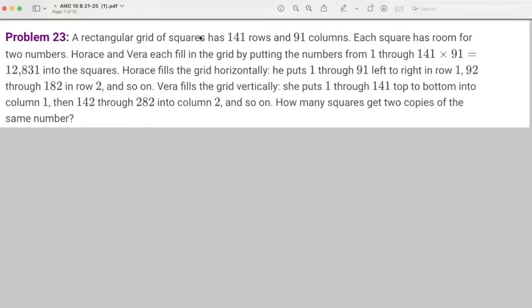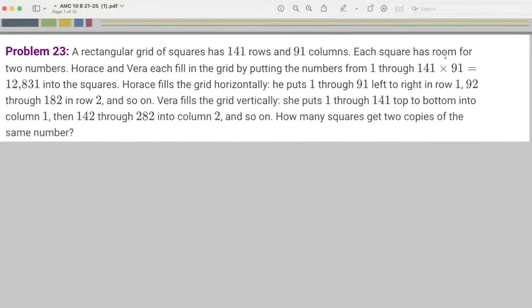We have a rectangular grid of squares, 141 rows and 91 columns. Each square has room for 2 numbers.